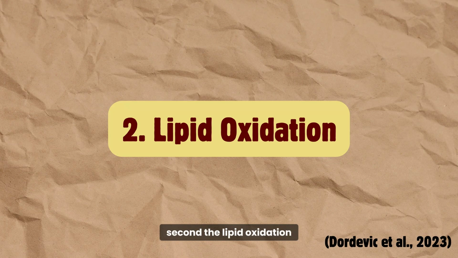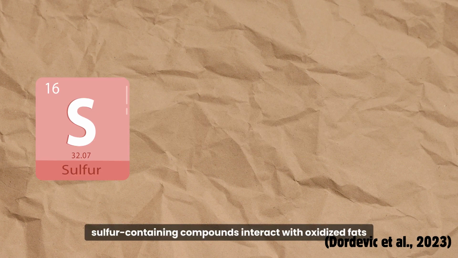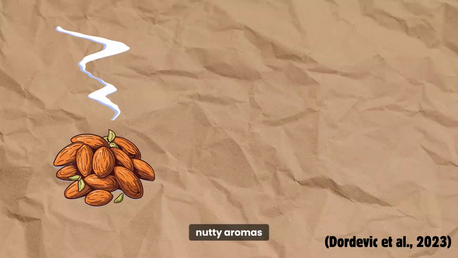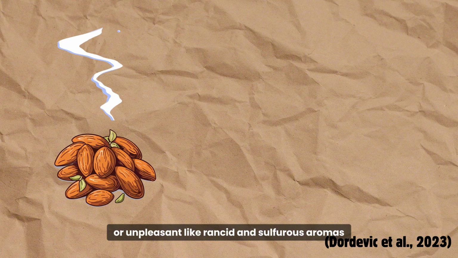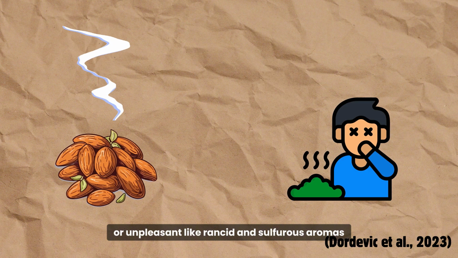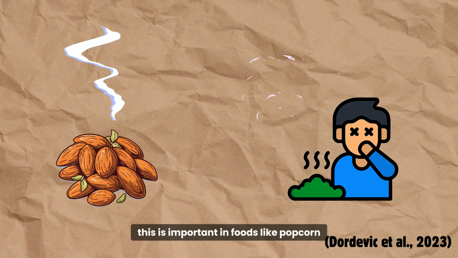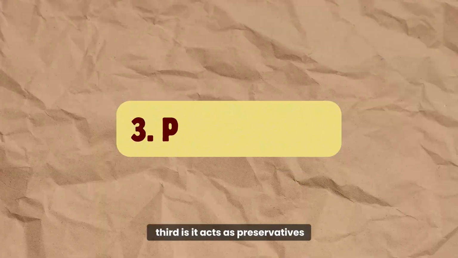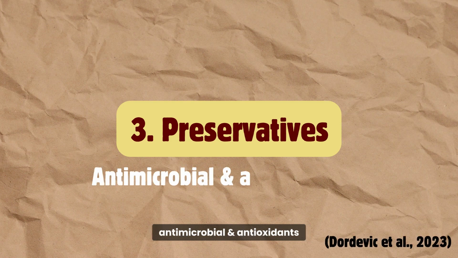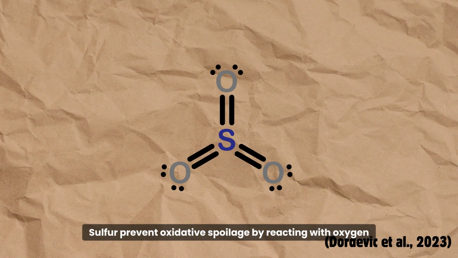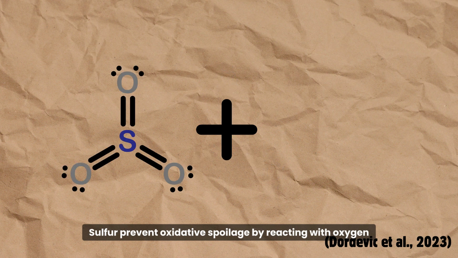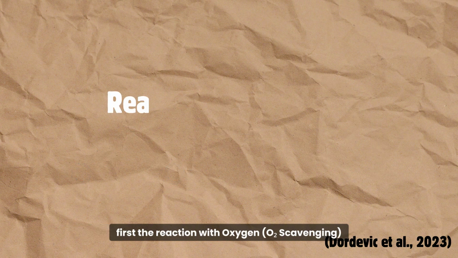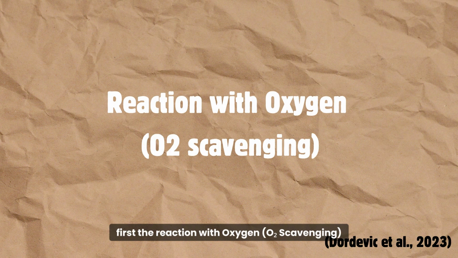Second, lipid oxidation. Sulfur-containing compounds interact with oxidized fats, forming pleasant aromas like roasted nutty, or unpleasant ones like rancid and sulfurous aromas. This is important in foods like popcorn, potato chips, and dairy products. Third, it acts as a preservative, like antimicrobial and antioxidants. Sulfides prevent oxidative spoilage by reacting with oxygen or oxidative compounds in food through several pathways. First, the reaction with oxygen, or oxygen scavenging.